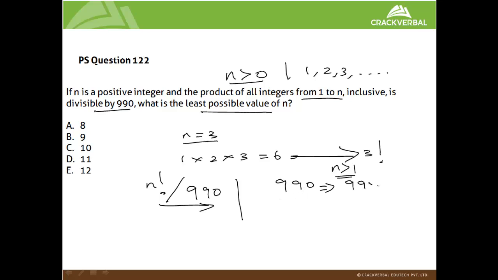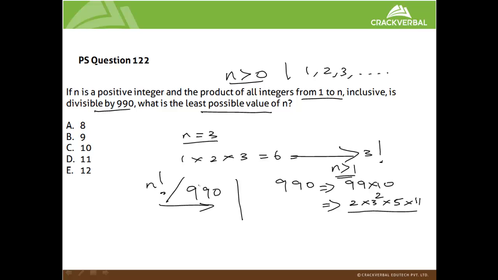It's nothing but 99 into 10, but 99 and 10 are not primes. Let's further break this down. So 10 can be written as 2 and 5, and 99 can be written as 9 and 11. 9 in turn can be written as 3 square, right? 3 is a prime, 9 is not a prime, so we are writing 3 square into 11 into 2 into 5. So we have broken this down into only primes: 2, 3, 5, 11, all are primes.